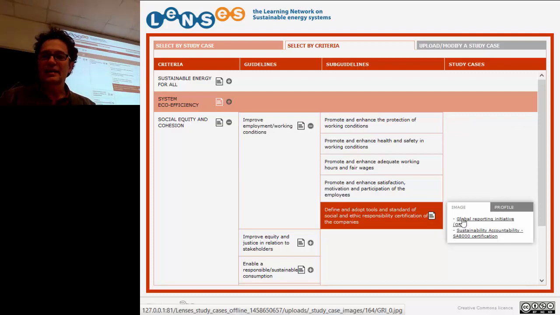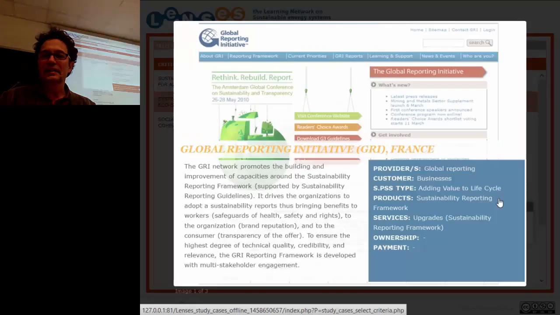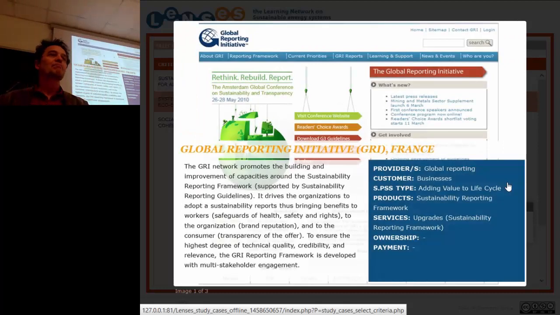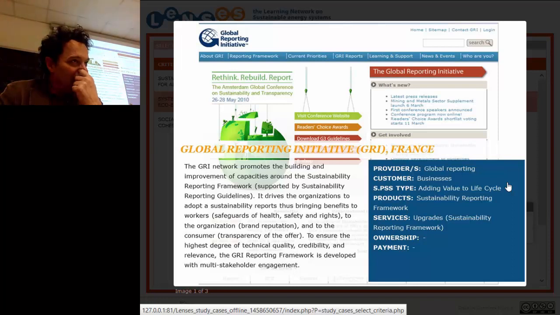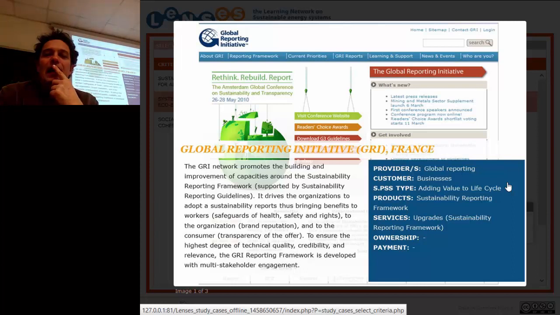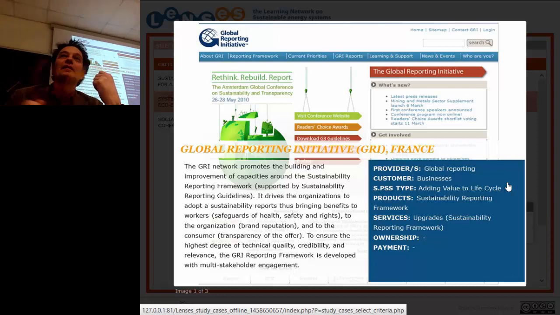The first one is the Global Reporting Initiative. This actually came out of an initiative of UNEP, the United Nations Environmental Programme, though it's an independent organization, and it is helping companies to make a sustainability report about their activity, especially in relation to the working condition of both the people within the company and the people upstream and downstream.